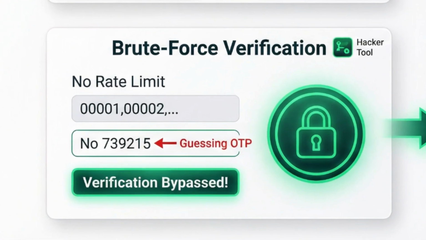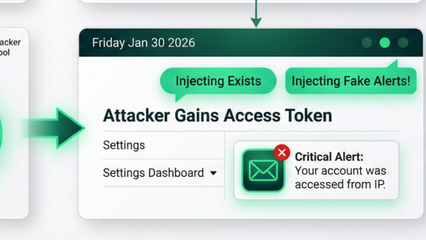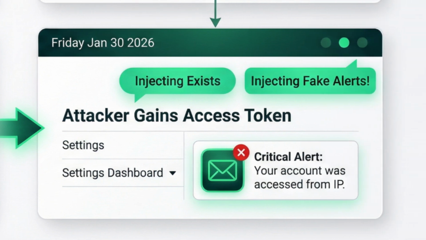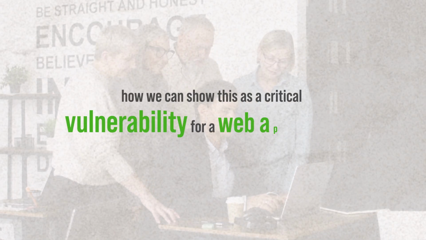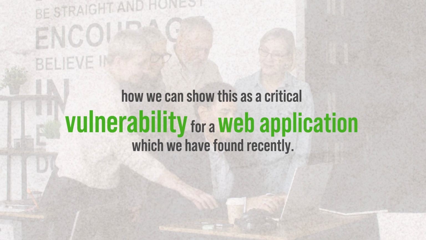If the email verification process uses a 6-digit code, then you can simply brute force it and get the email verified, and you log into the account which is freshly created with the email address of the victim but with a different case. Now let's see in a demo how we can show this as a critical vulnerability for a web application which we have found recently.